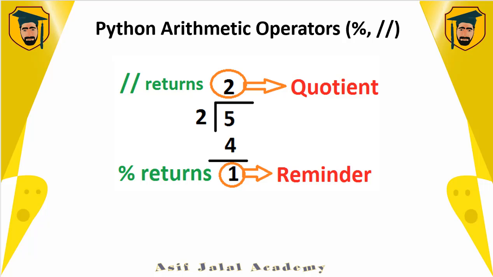As you can see that I have divided the 5 by 2. You can see that here the quotient is returned if we use floor division operator, and the remainder is returned only when I use mod operator between those two numbers. So let's discuss this with the help of practical example.